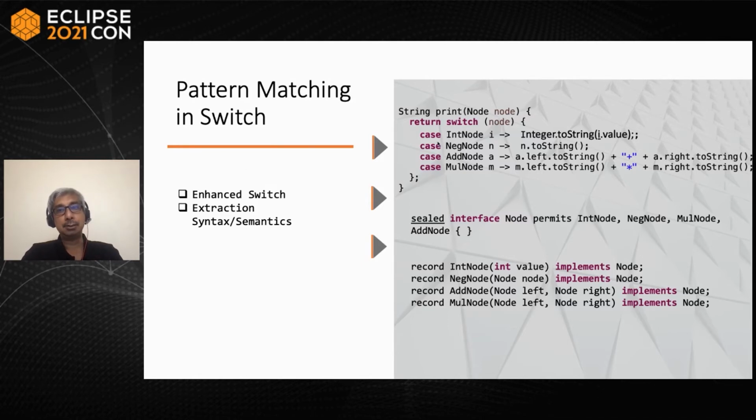It's an enhanced switch statement, because it takes in a node and it switches on the type of the node rather than the value of the node. So you have a node and it switches depending on whether it is an int node, neg node, or mul node. It gets into the right side and extracts a value, i.value, and does things with that. In conjunction with that is the sealed interface Node, and it provides all these records, and this provides exhaustiveness, so you don't really require the default case here. And this is the extraction semantics we talked about at this particular point.